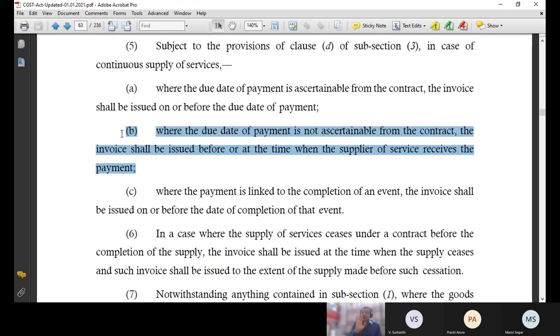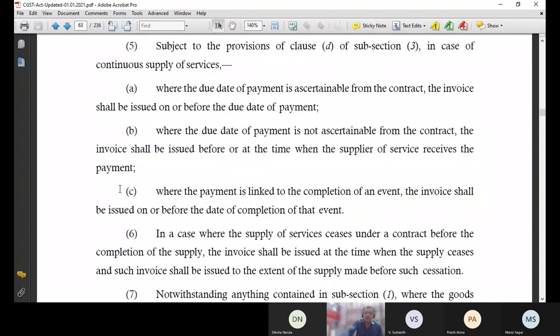In clause A, actual payment is of no use. Just simply check the due date. In clause B, the due date is not at all available. That is why you go by the actual payment. And so many times your contract says you complete the work, and I will make you the payment. In that case, where the payment is linked with the completion of an event, raise the invoice latest by the date on which your event is complete. That's it. Now let me make you understand this concept with the help of an example.